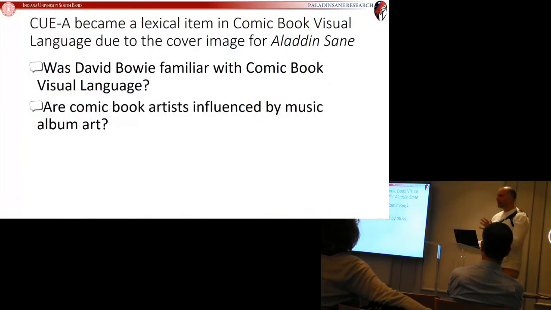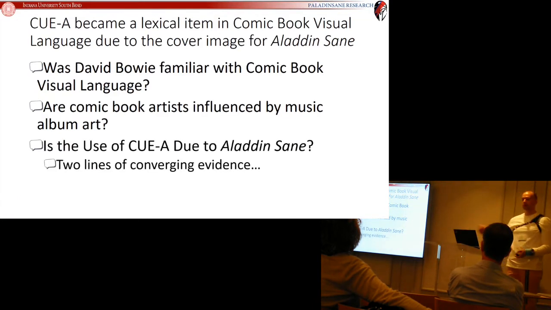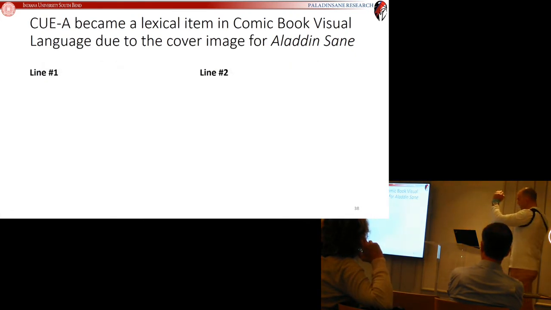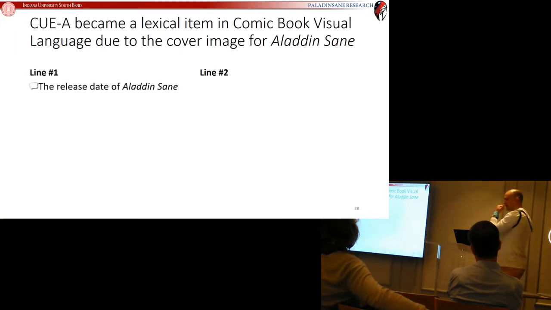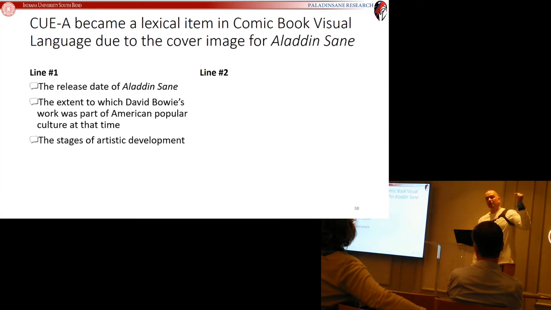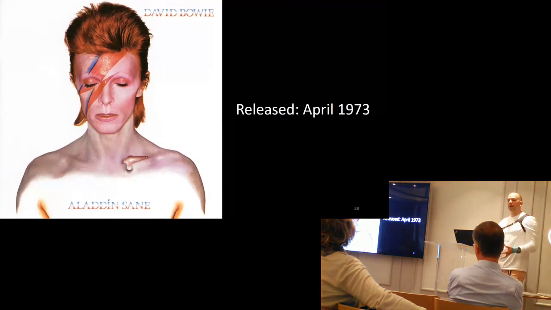So now the last and most challenging aspect of this was the use of QA due to the cover of Aladdin Sane. So we're going to go through two lines of converging evidence. Line number one is going to be a logical progression. It's going to start with the release date of Aladdin Sane, follow it up to whether or not David Bowie was influencing popular culture at the time, follow that up with the stage of artistic development, follow that up with the ages at which artists are typically reaching their peak creativity, and this will be the culmination of that first line. So once again, Aladdin Sane, released April 1973.